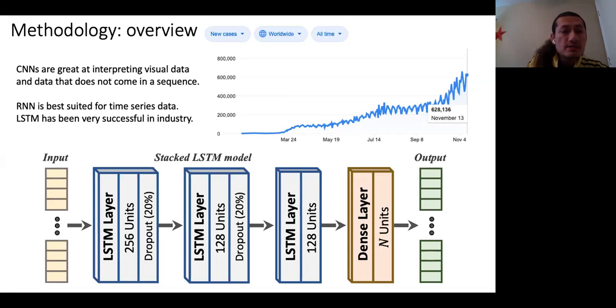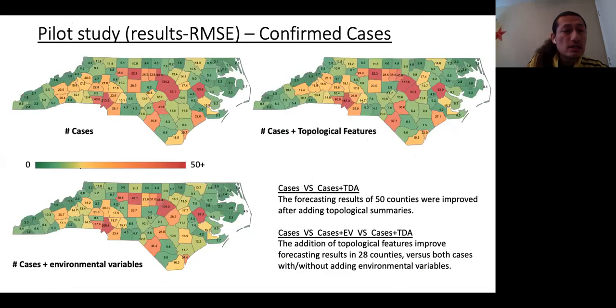So in our experiments to verify this, we compute the RMSE, the root mean square error. We explore 3 different cases: only using the number of confirmed cases as input, using the number of confirmed cases plus environmental variables, and using the number of confirmed cases plus topological summaries. We want to figure out if adding these topological features gives us something additional. And on North Carolina, we noticed that these graphs are showing that there are 28 counties where, if we contrast the addition of topological summaries versus the other 2 cases, we improve the results against both other cases. That means that adding the topological features is giving us something additional.